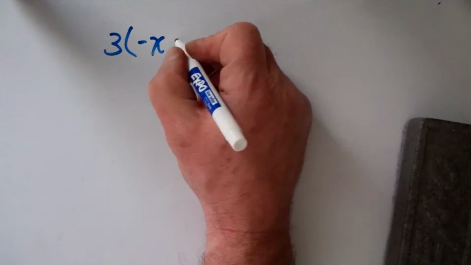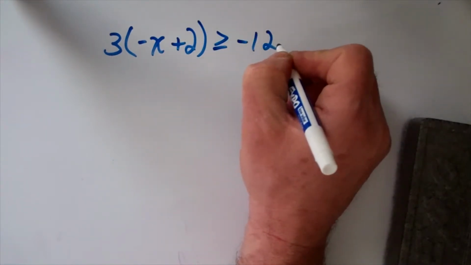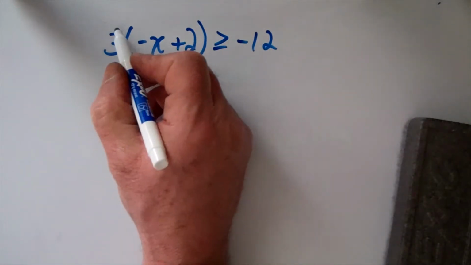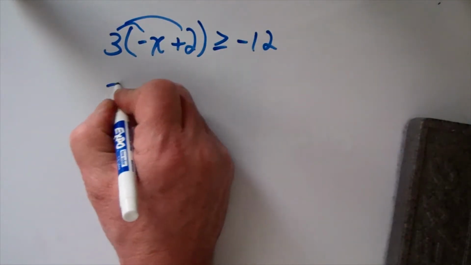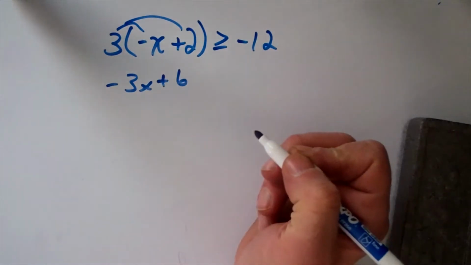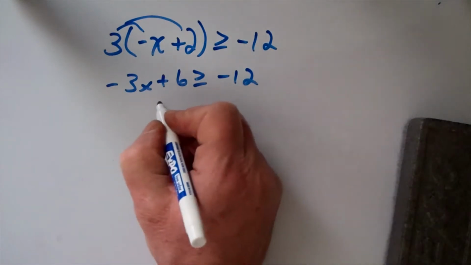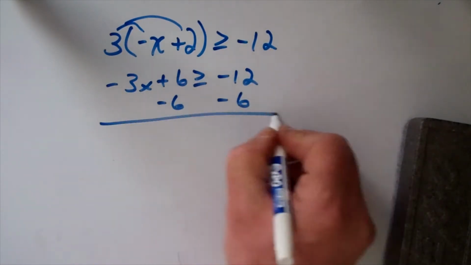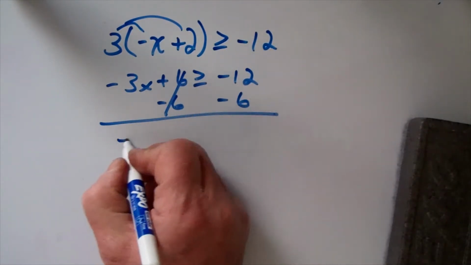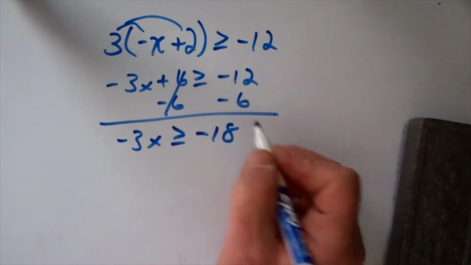Here's another example. 3 times the quantity negative x plus 2 is greater than or equal to negative 12. Now first thing I want to do is distribute this 3 through the parentheses. 3 times negative x is negative 3x. 3 times 2 is 6, so negative 3x plus 6 is greater than or equal to negative 12. Subtract 6 from each side. That leaves negative 3x greater than or equal to negative 18.